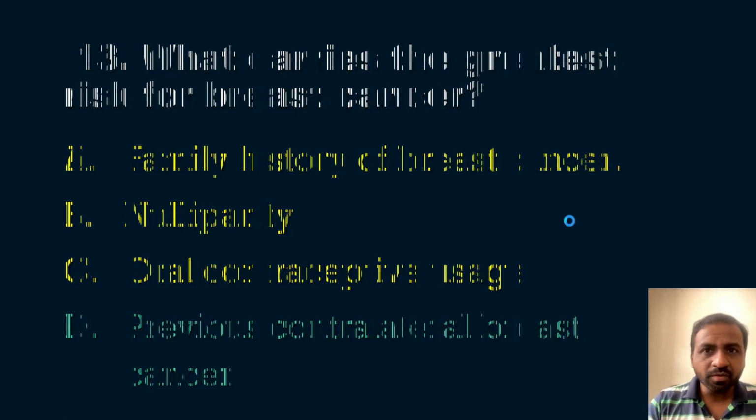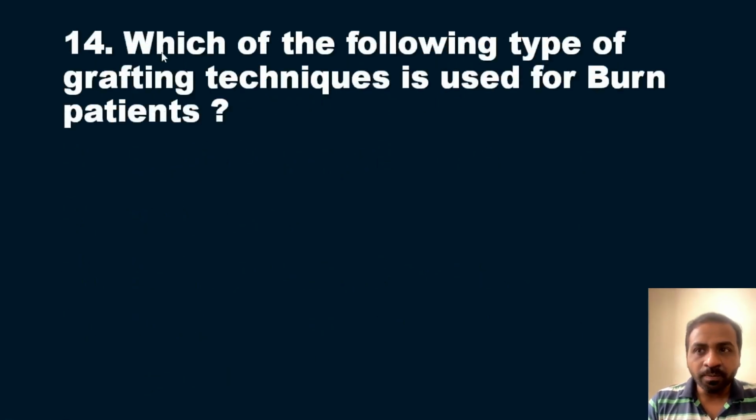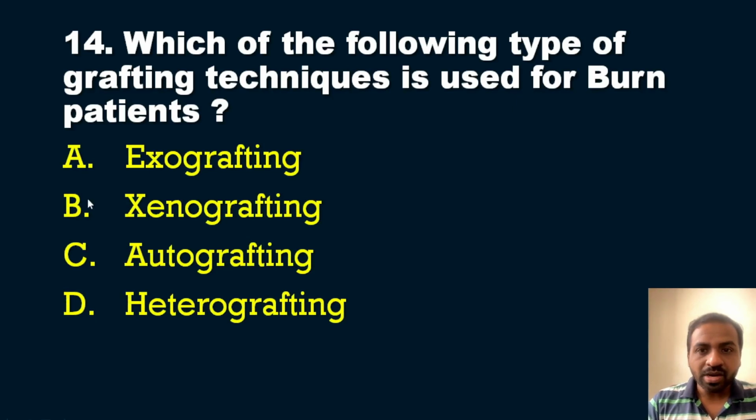So straight away we'll move on to the second last question in our series, the 14th question. Which of the following types of grafting technique is used for burn patients? The options are option A, exografting; option B, xenografting; option C, autografting; and option D, heterografting. So what is the answer?